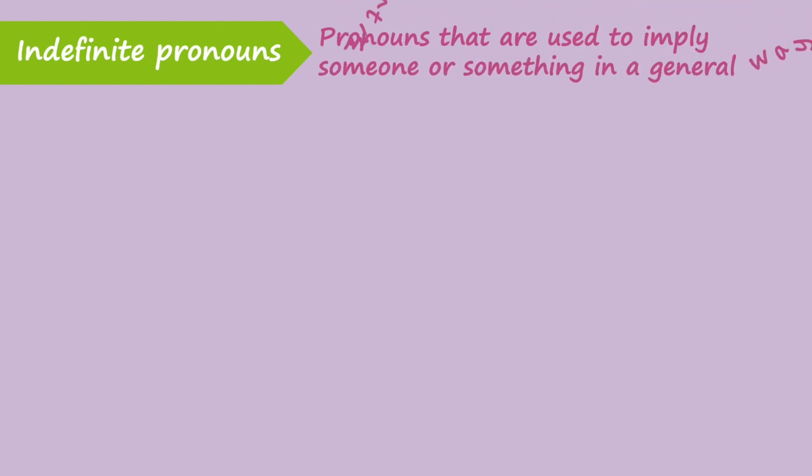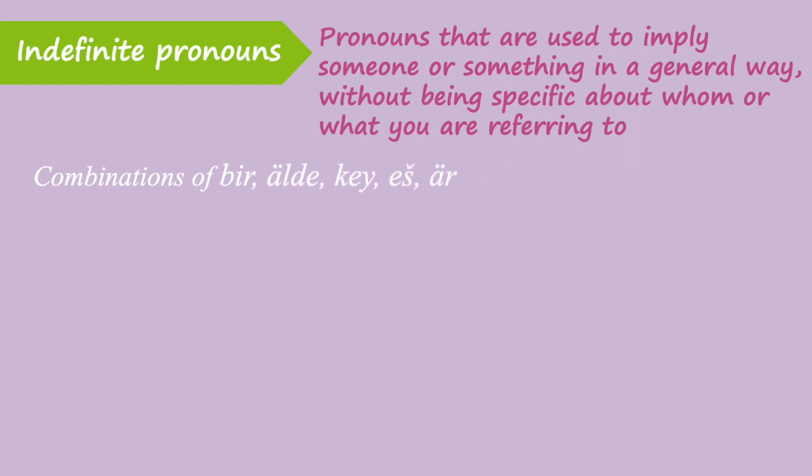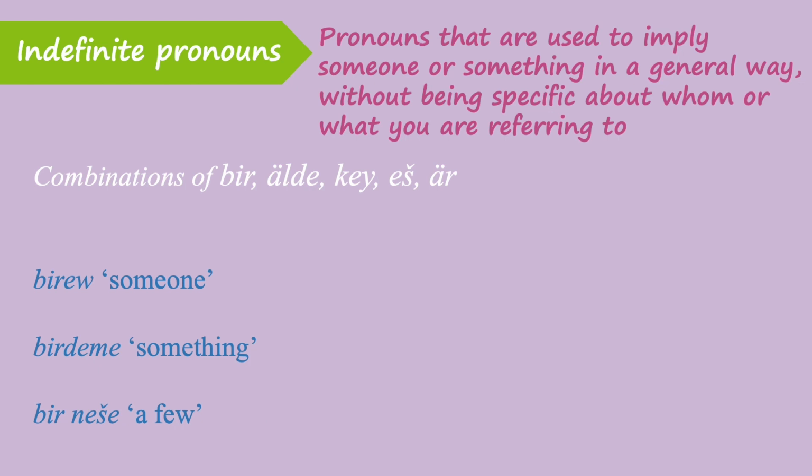The last pronoun that we are going to learn today is the indefinite pronoun. Indefinite pronouns are pronouns that are used to imply someone or something in a general way, without being specific about whom or what you are referring to. The main group of indefinite pronouns is formed by various combinations of bir, elde, ki, ish, and so on. For instance, біреу, someone, бірдеме, something, or бірнеше, a few.